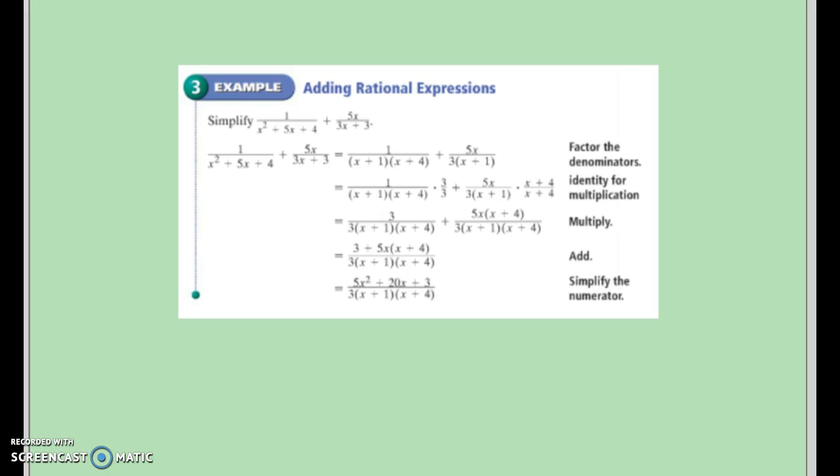Okay, so now we're going to use some of that information to add my rational expressions. So the first thing I want to do is I look at my two expressions, and I'm going to simplify once I add them.